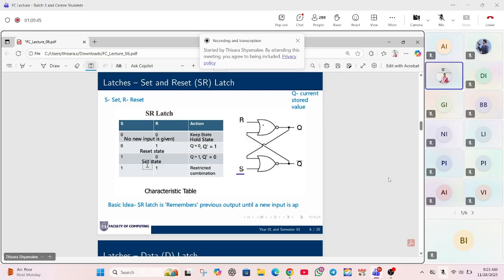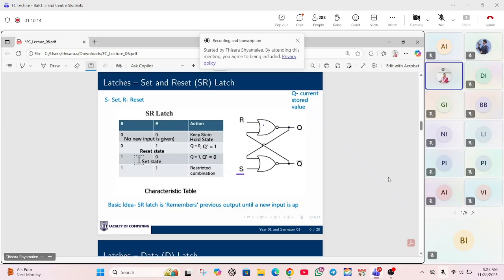So why is it the set state? Because here the S value is 1. S is 1, R is 0, then it is the set state, because S belongs to the set. So always, if the SR latch becomes the set state, then the output is 1. Output becomes 1. That means Q equals 1, Q bar equals 0.